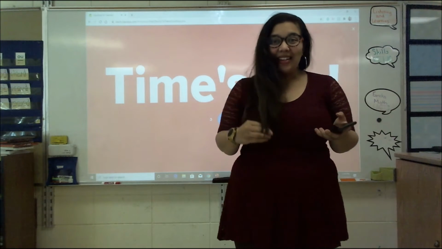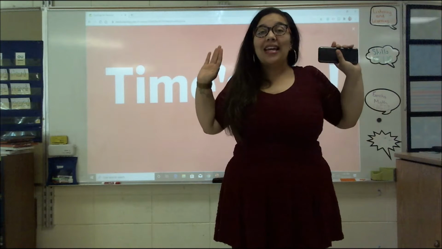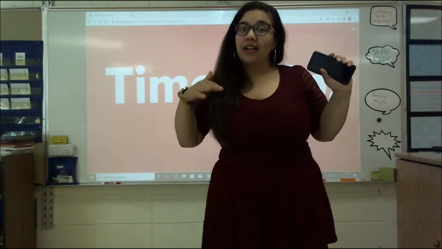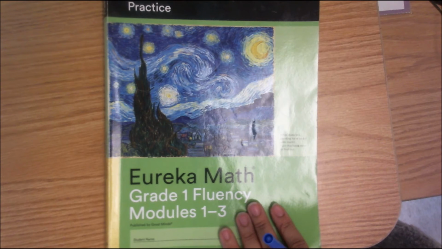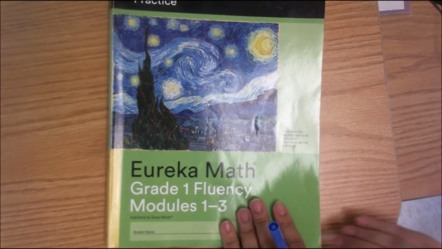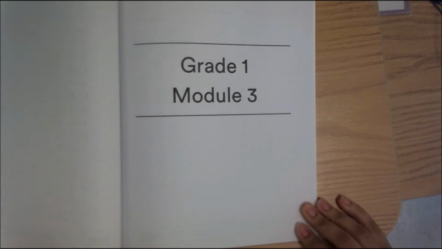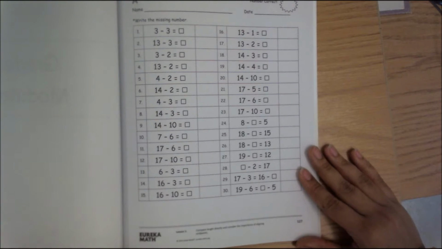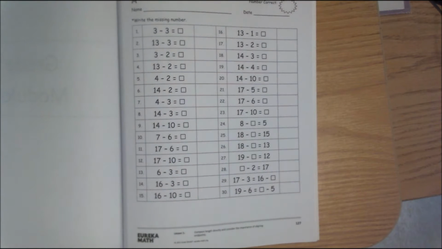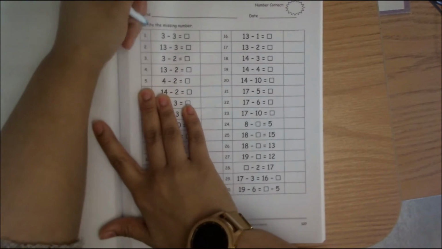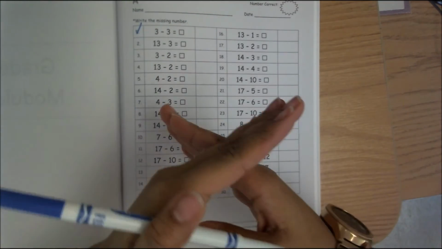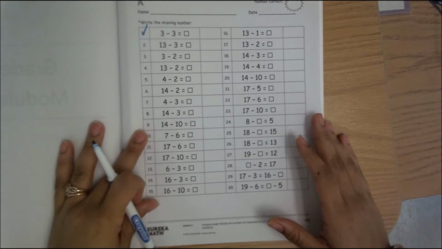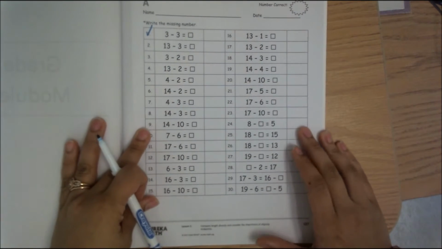Okay, you heard it just as well as I did. That means time is up. Go ahead and stop what you're doing so we can check our work. All right. Let's go ahead and check our sprint. And we are, in fact, in Module 3. Here we are. We are going to write the missing number. And starting at the top, if you get it right, give yourself a check and a little tiny yes. If you get it wrong, mark it wrong and make a point to go back and practice that at a later time. All right, let's go.